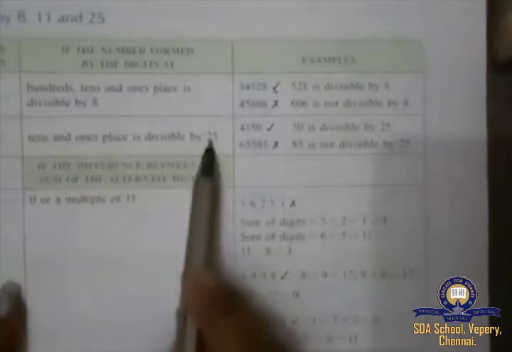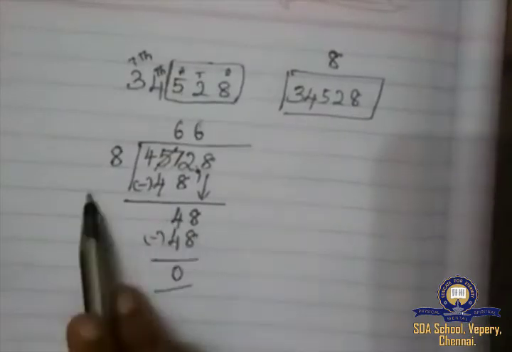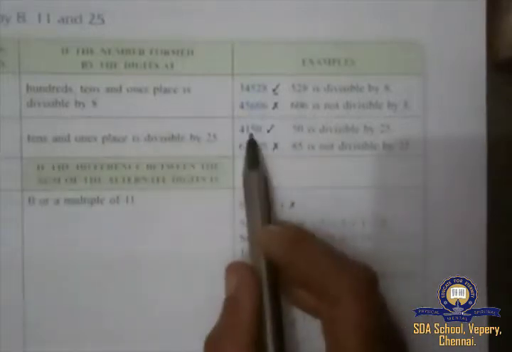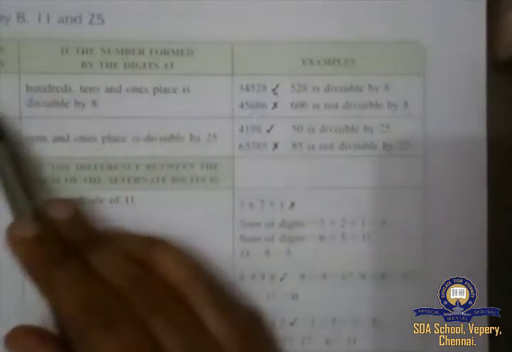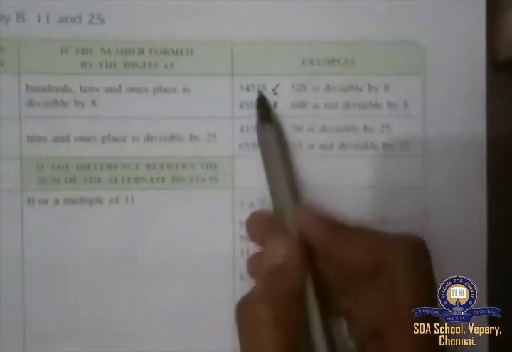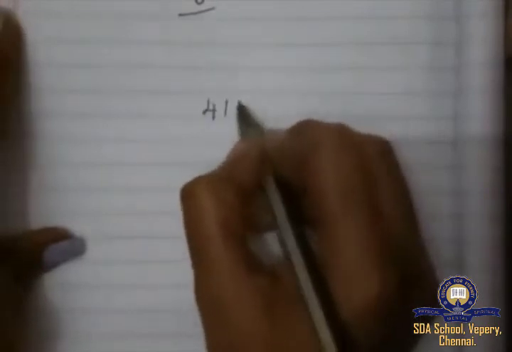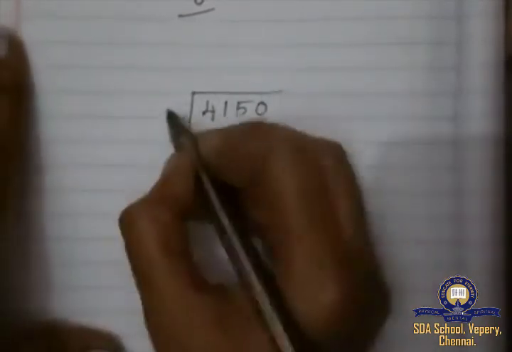Next, 25. For 25, the tens and ones place should be divisible by 25. We have to do the same process that we did for 8. Same division we are going to do for 25. Here they have given 4,150. For the number 25, you have to check the ones and tens place alone. For the number 8, ones, tens, hundreds, 3 digits. So what number have they given? 4,150 for 25.